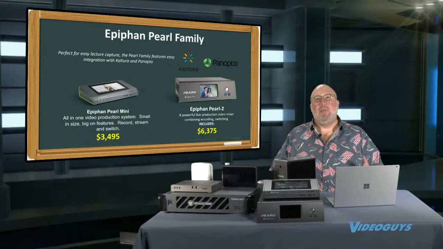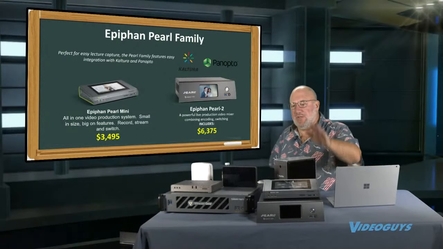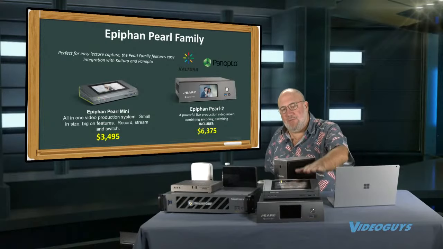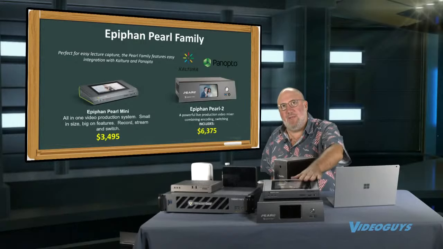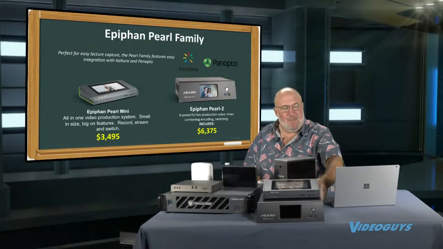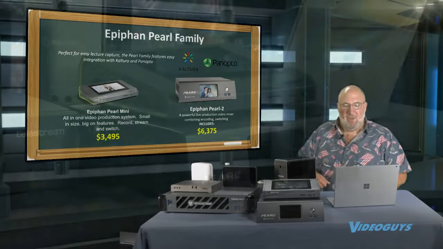So the Pearl Mini, $34.95, a fantastic Swiss Army knife, does everything you could ask for. It does recording, streaming, mixing, and encoding, and playback, recording and playback for 2 inputs. And then the Pearl, the big one, the Pearl 2, which can also be upgraded to 4K with a firmware upgrade, for $63.75.